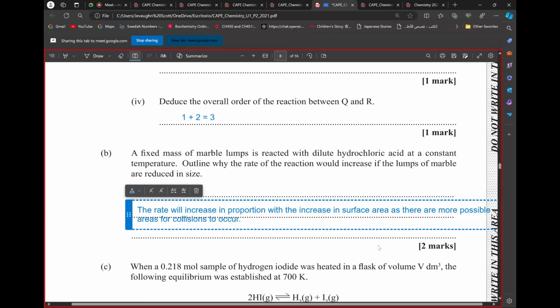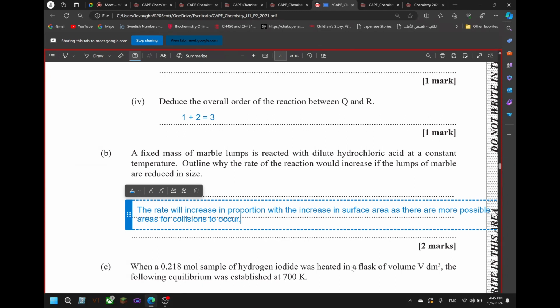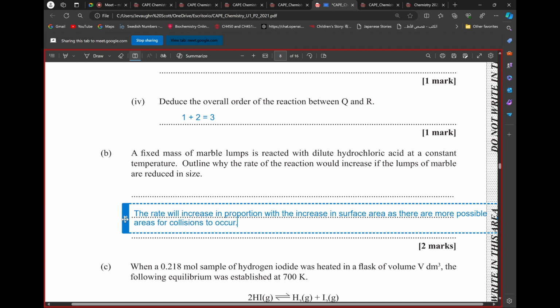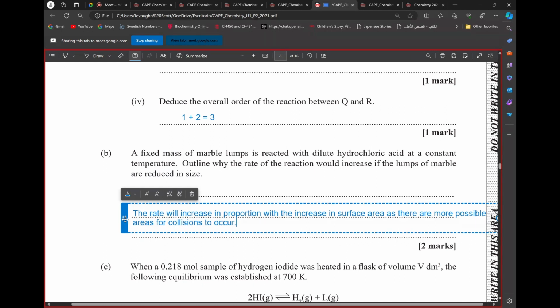All right. So somebody raise their hand. Go ahead. Not sure. All right. So what we have here, we know that the rate of the reaction will increase in proportion with the increase of surface area, as there are more possible areas of collision. Right. So there are more areas of collision because we cut the marble lump so much, it's spread out. So there are more specific areas on the marble that the hydrochloric acid can collide with and react, right? So that is what's happening there.